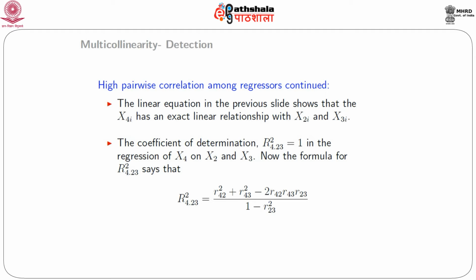where 4 is the subscript for x, which is the dependent variable, and it is depending on x2 and x3. Now if this takes the value 1 in the regression of x4 on x2 and x3, we write the formula for R square 4.23, which takes the form r4.2 square plus r4.3 square minus 2 r4.2 r4.3 r2.3 divided by 1 minus r2.3 square.